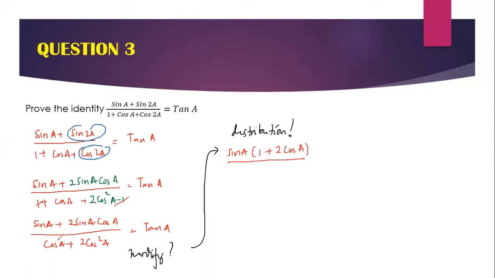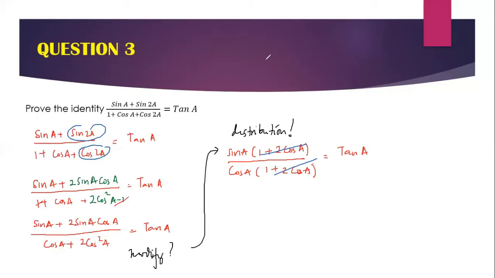And then it's cosine and cosine, right? So cosine A, open the bracket, 1 plus 2 cosine A. Is it equal to tangent A? Now we're going to cancel this one. Cancel. Finish.